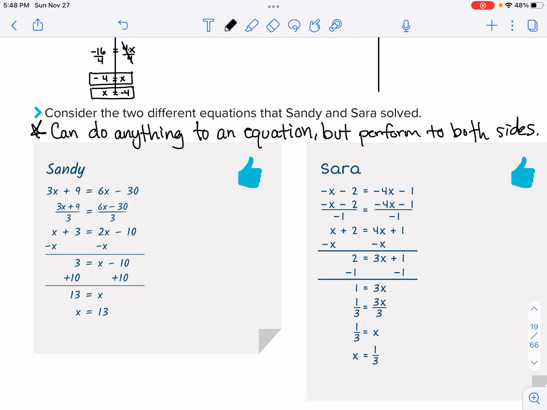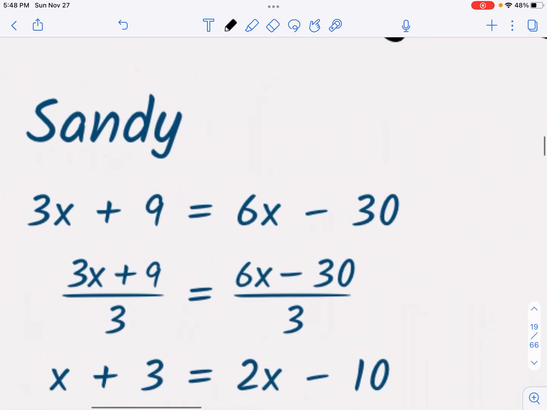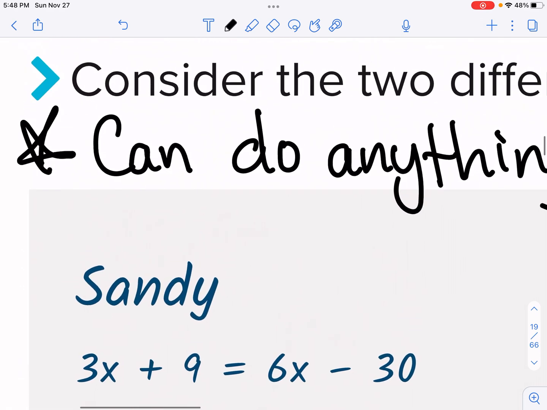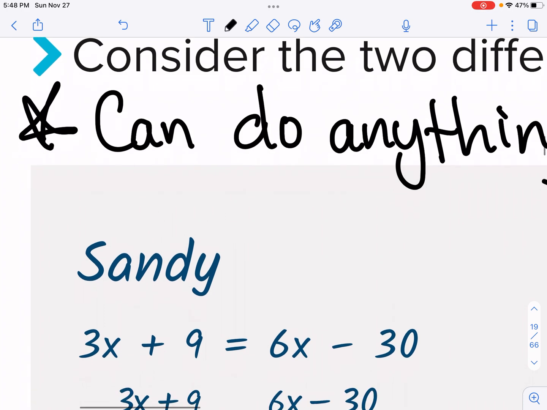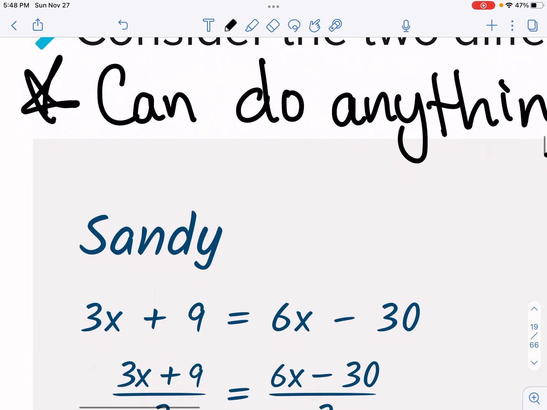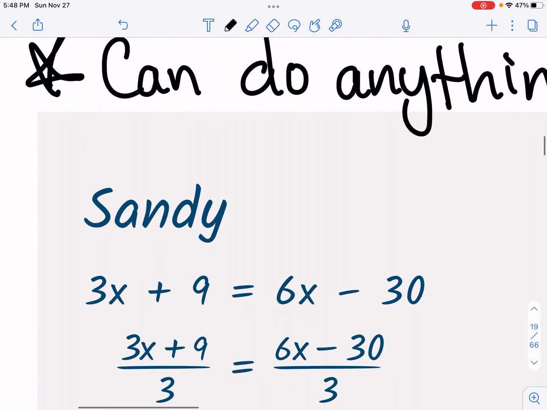So let's look at Sandy and Sarah's situation. They do have two different equations. But let's look at what they did, line by line, because it's a lot when you look at it all. So Sandy had this equation: 3x plus 9 equal to 6x minus 30. Now what she decided to do, she rewrote the same equation. She decided to divide everything by 3.